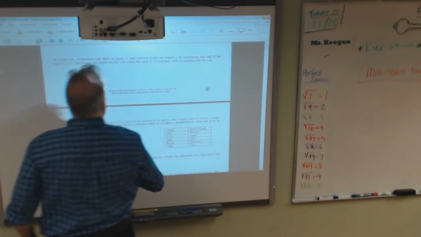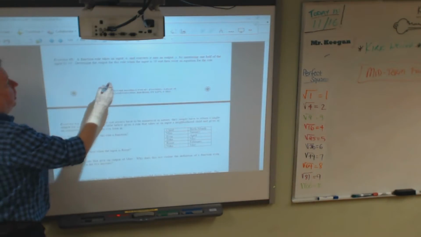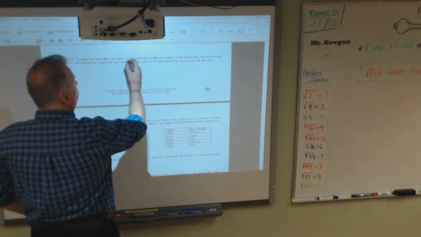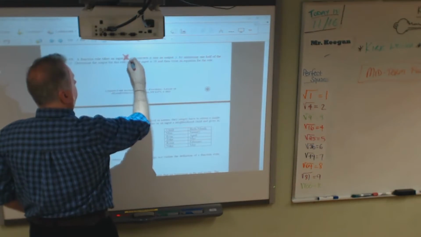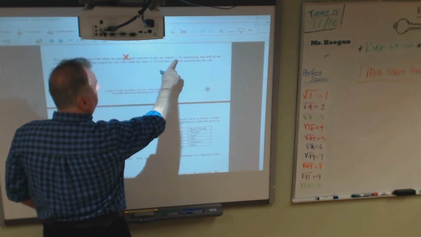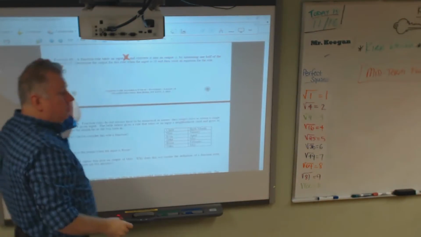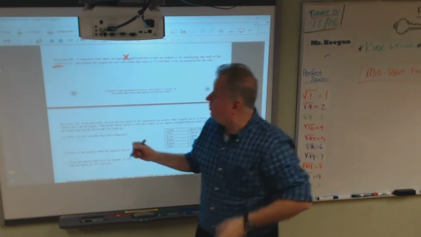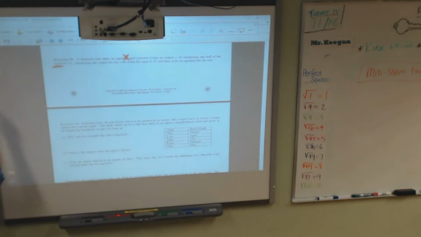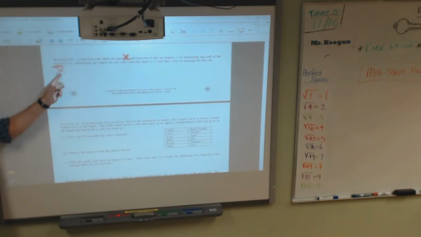All right, here's another one. They're giving us the rule. It says it takes an input and change that to x. We're dealing with x and y's here. Let's use x. It takes an input x and converts it into an output y by increasing 1/2 of the input by 10. So the input is which one? The x or the y? X. Now go backwards. It says we're increasing 1/2 of x. How do I write 1/2 of x?